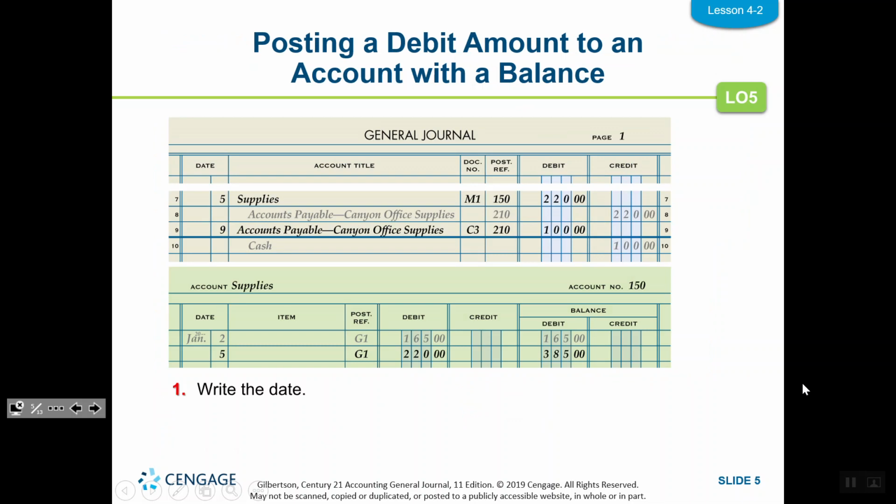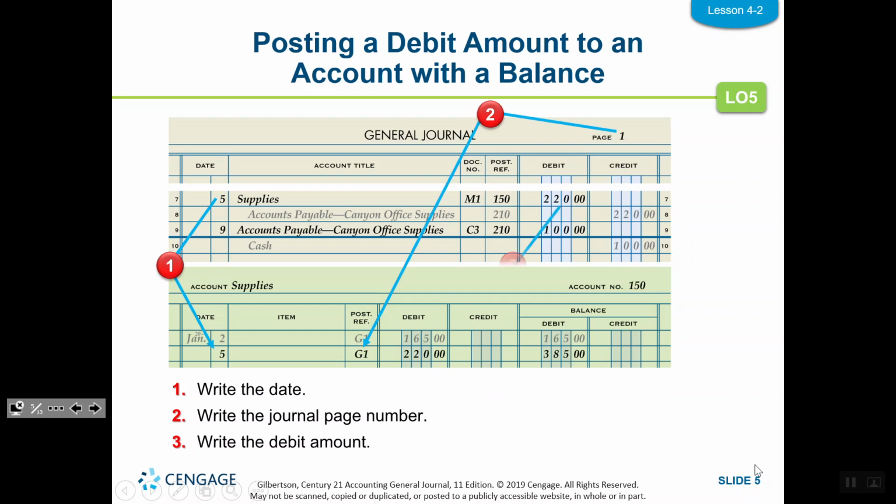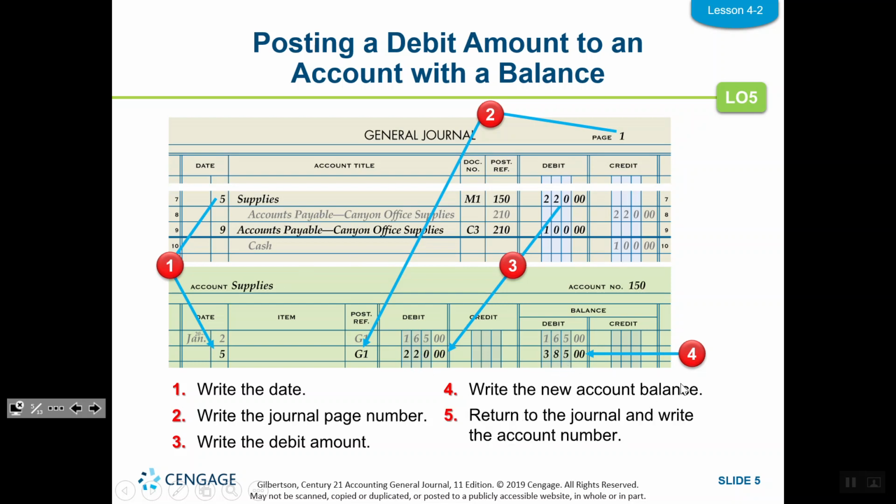All right, so now we're going to do supplies. We find the supplies account, we write the date, and we notice this is the second transaction, so all we have to do is write the day. We write the journal page number. We write the debit amount in the debit column, and then we calculate the new balance. Now, if the account is a debit account like supplies is, and we do a debit, we have a debit and a debit, so we have to add, and that's where we get the $385. Then we write the account number in the post-reference column.